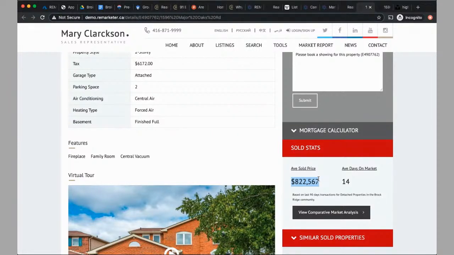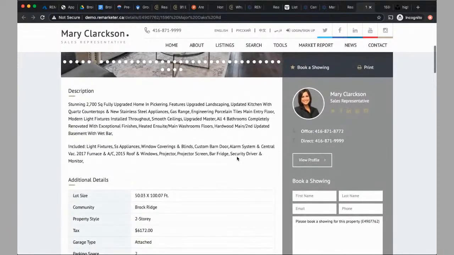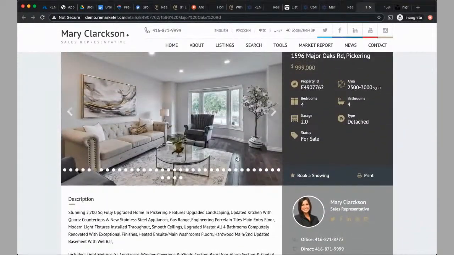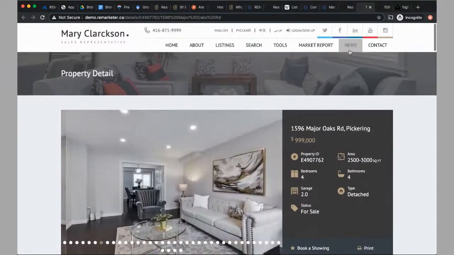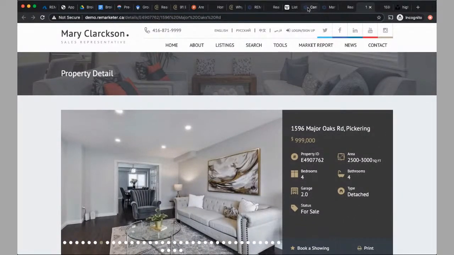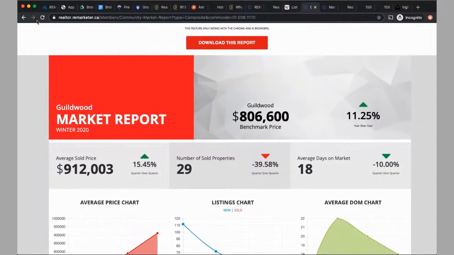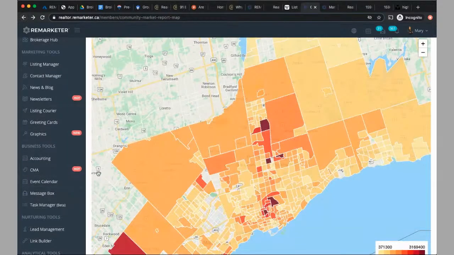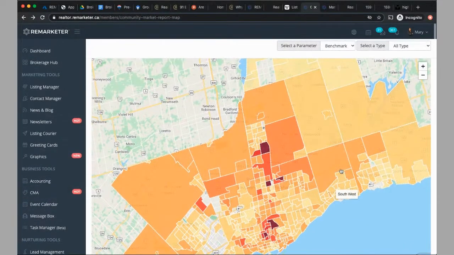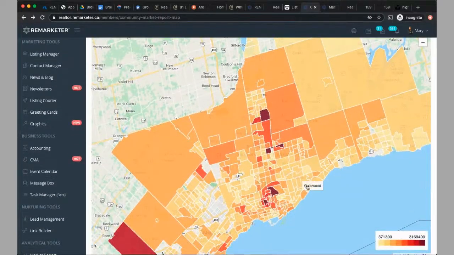You could even see zeros because maybe in the last month, no detached property was sold in a certain neighborhood, especially neighborhoods that are a lot less dense. All right, so that's why we go back 90 days. However, there are other things that you could do with this map right here other than just pulling the data.